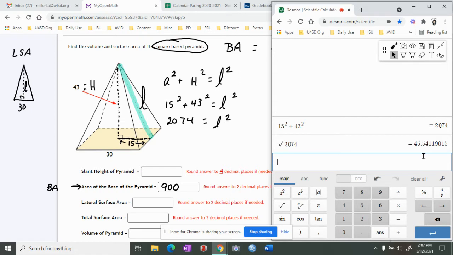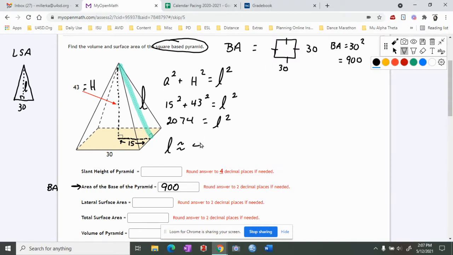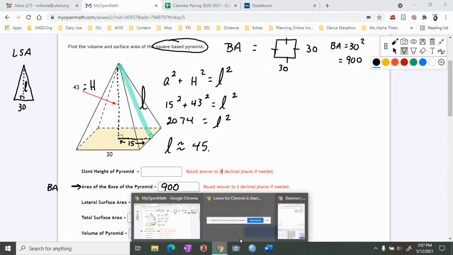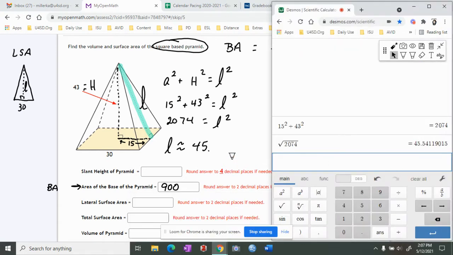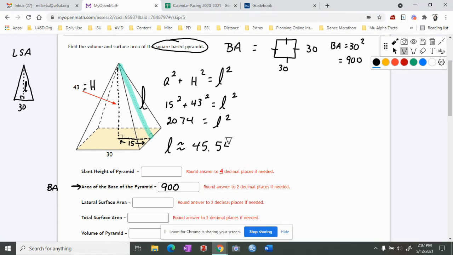So 45.5411, and the 5th spot is a 9. That 9 tells me to bump up the previous, so I'm going to write 45.5412. So L is approximately 45.5412. Okay, so this goes in this box. This is my slant height.